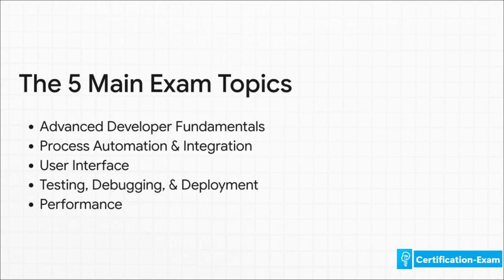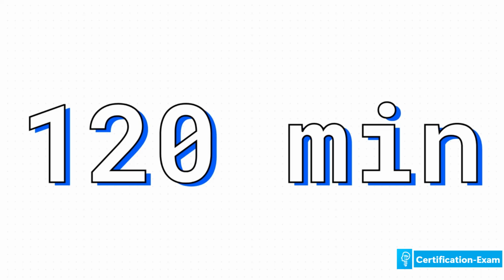Okay, so the exam breaks down into these 5 main areas. You've got everything from advanced developer fundamentals and integration, all the way to user interface, testing, and of course, performance. See, it's not just can you write code. It's can you make the right architectural decisions. And you have to prove all that expertise while the clock is ticking. You've only got 120 minutes to do it. That's it. So yeah, time management is absolutely critical. You can't be fast if you don't know this stuff inside and out.